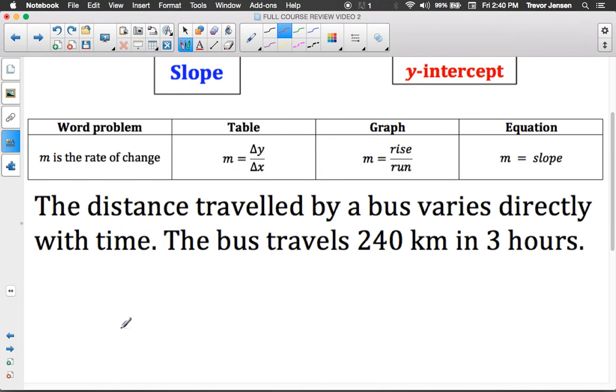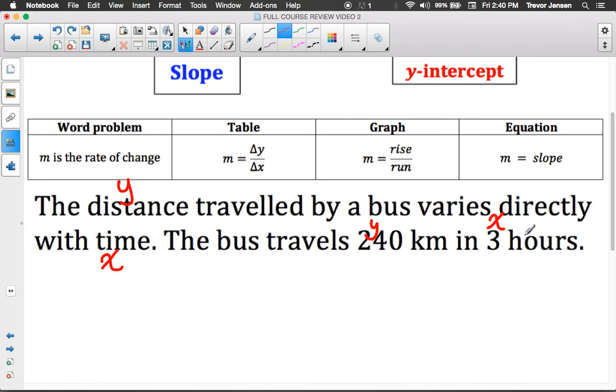But before we do that, let me just quickly show you what I'm talking about here. So if we have a relationship here between distance and time, so the distance traveled by a bus varies directly with time. So we have distance and time as our two variables. Distance depends on time, so distance is y, time is x. It says the bus travels 240 kilometers in 3 hours, so our distance and our time once again.